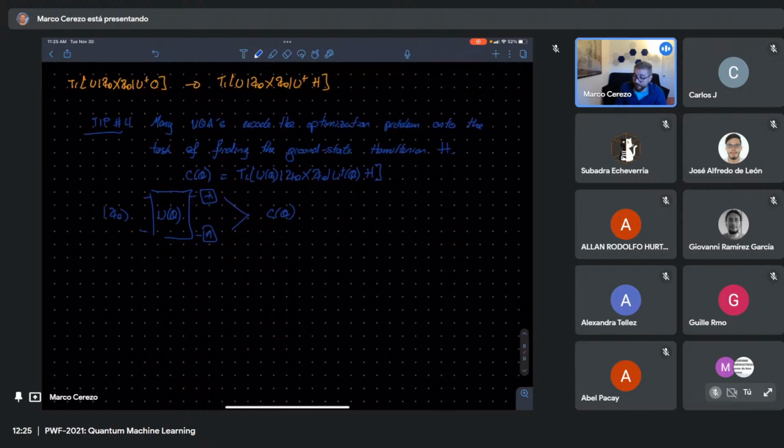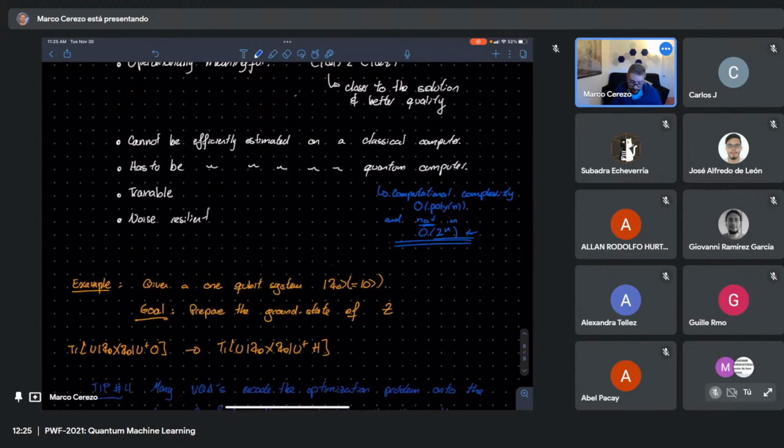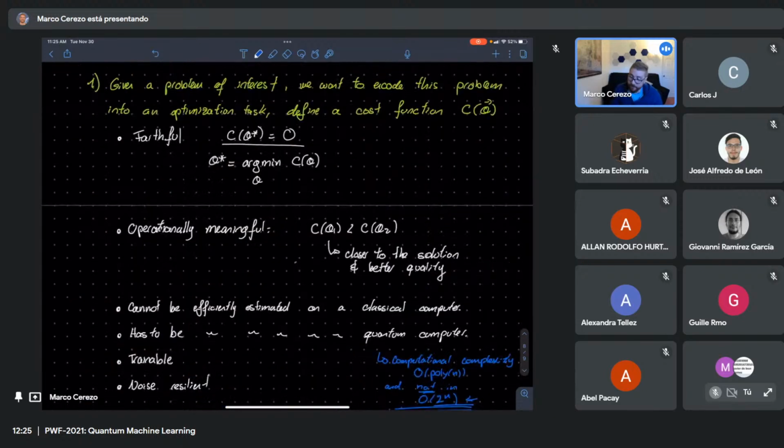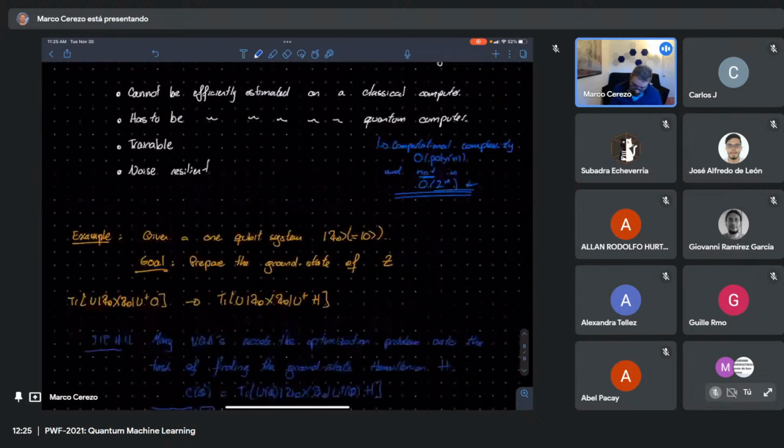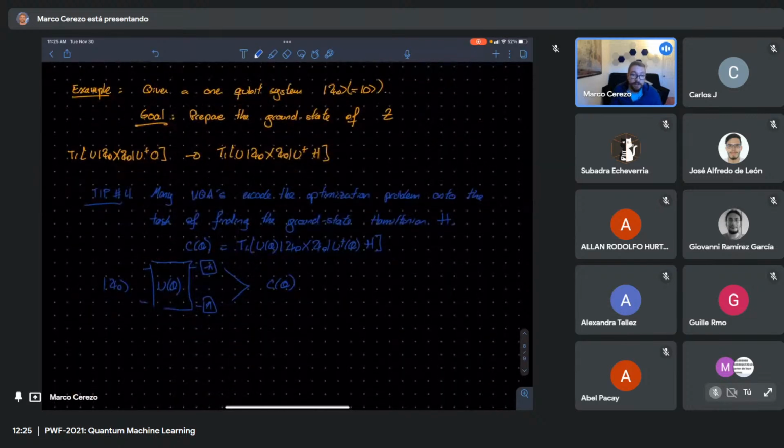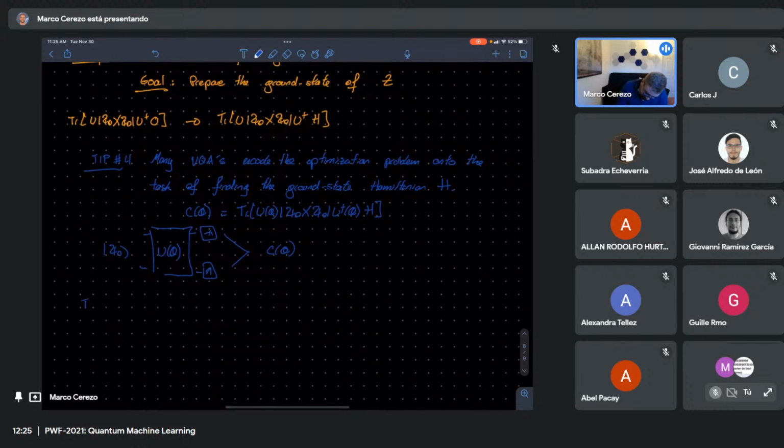How do we know that this cost function is faithful? Let's try to verify that the previous steps that we were requiring for a good cost function are actually satisfied for the case where we're trying to encode the problem into finding the ground state of a given Hamiltonian. So first, let's check if it's faithful. How do we know that this cost function is faithful?